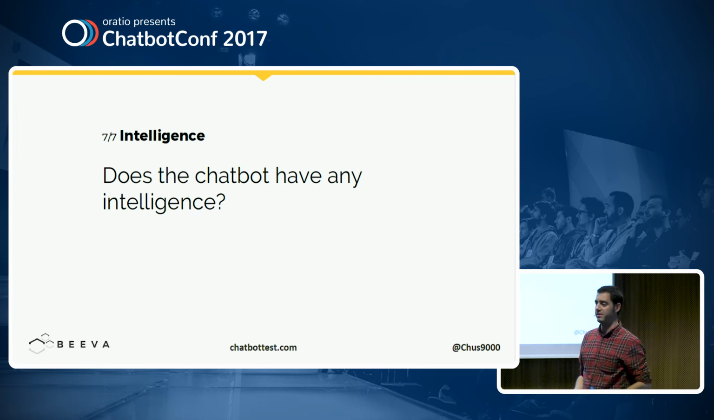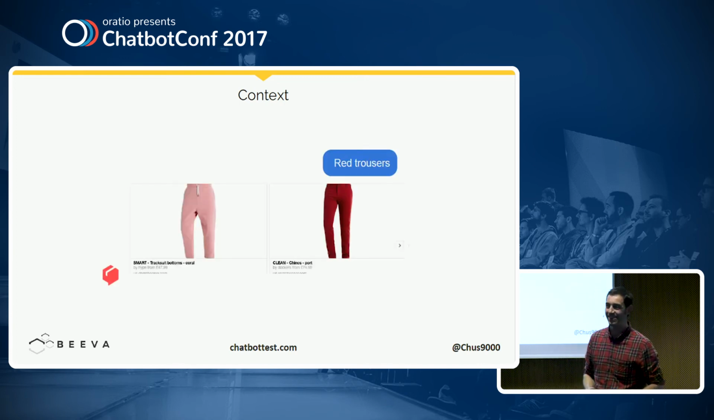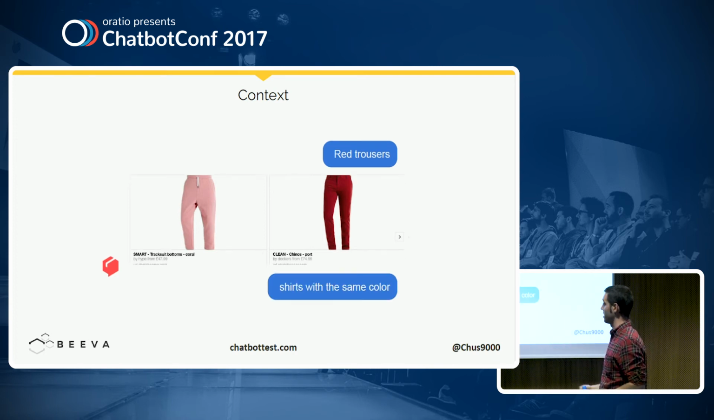So does the chatbot have any intelligence? I tell him, red trousers. Yes, I'm trying to test context, OK? I tell him red trousers, because I liked red trousers. I don't know why. Again, he is able to offer me red trousers. But in normal conversations, we can ask something like shirts with the same color, which everybody here understands means red shirts, right?